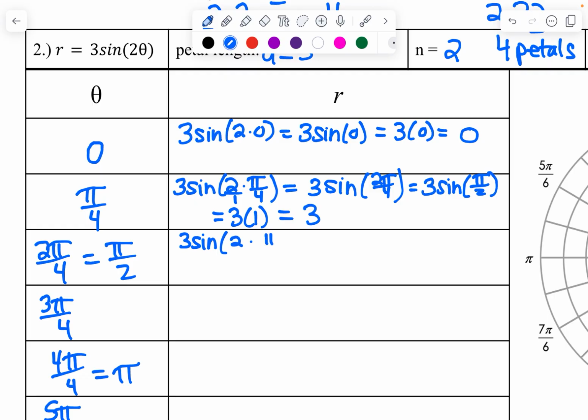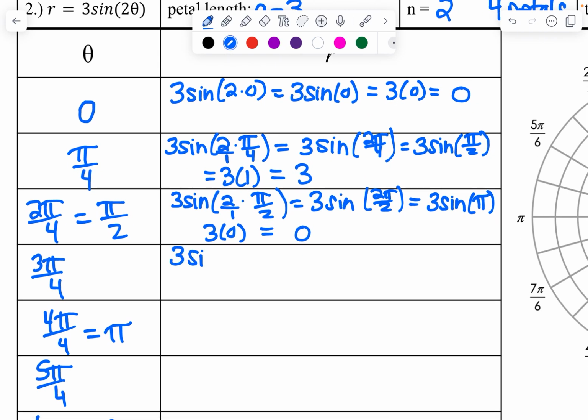So this time we're plugging in pi over 2. Again, 2 is 2 over 1 times pi over 2 gives us 2 pi over 2, or just pi. And we know the sine at pi is 0, so 3 times 0 gives us 0.